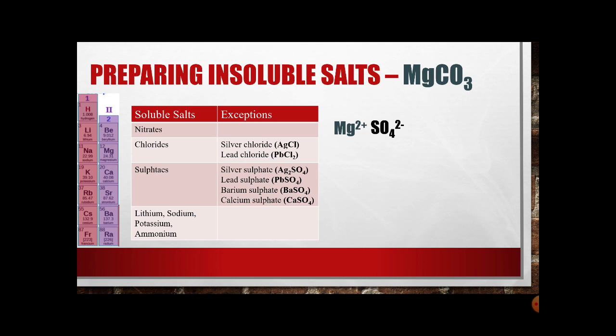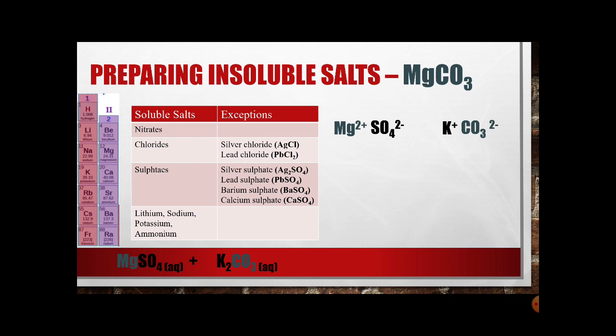Our second salt must have the carbonate ion. We should remember that carbonates are insoluble, but any salt that contains sodium, lithium, potassium, or ammonium ions is soluble. Let's use potassium carbonate, and these are the ions. Our reactants are magnesium sulfate and potassium carbonate.